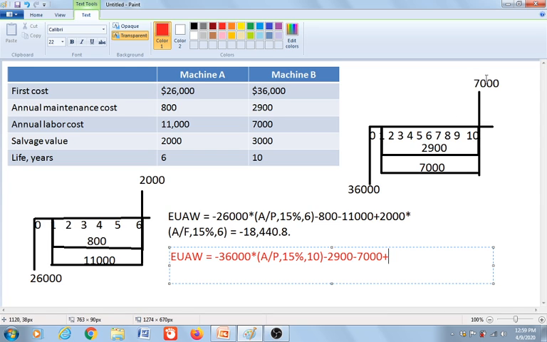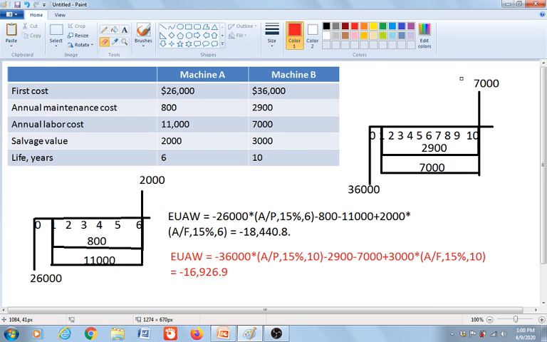I put 7,000 over here, so it should be 3,000 times, that is an F, so A over F, 15% and 10. And if you look up the table and do the calculation, the final result will be minus 16,926.9. So I need to change this one. It should be 3,000.